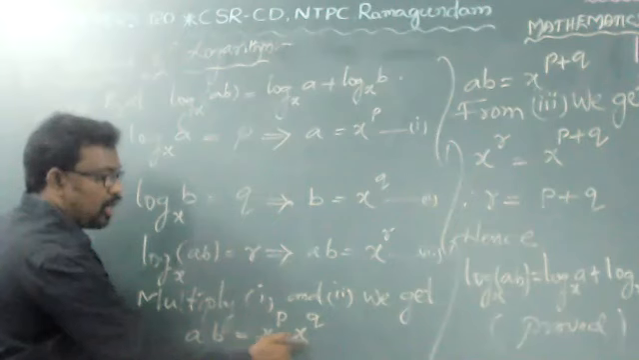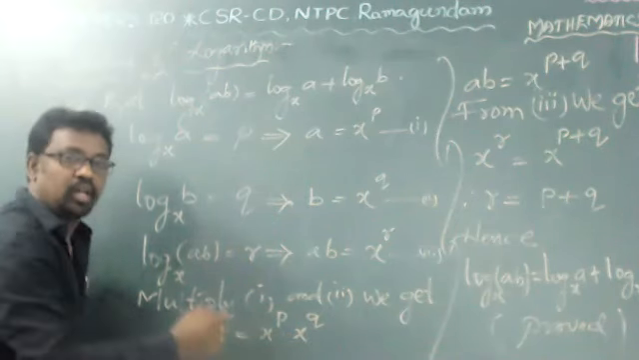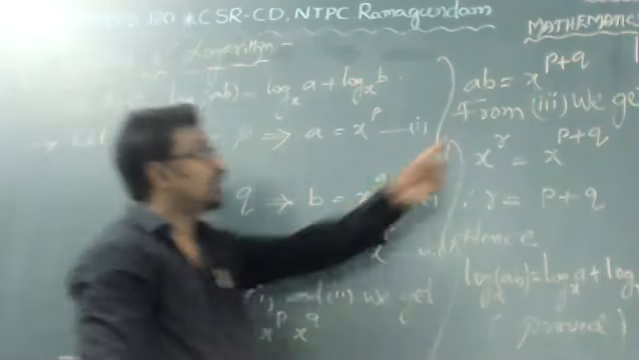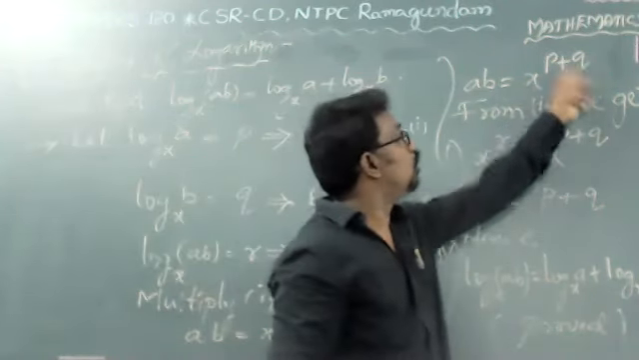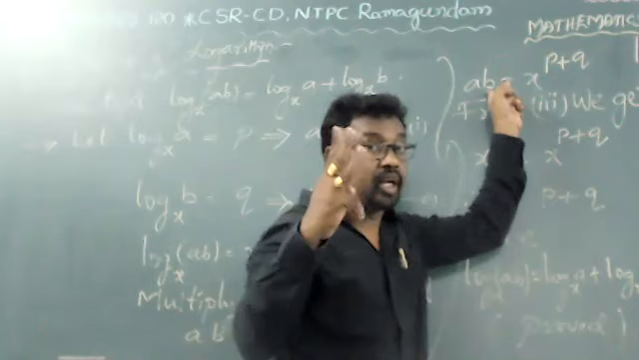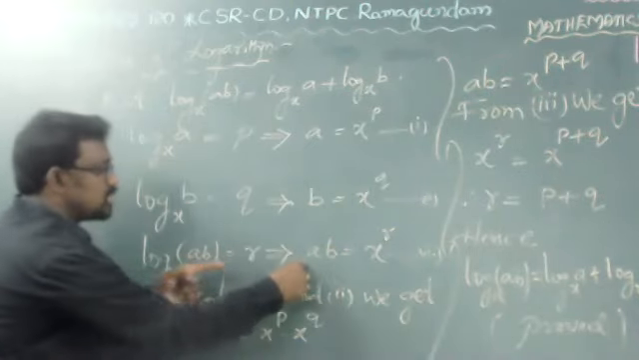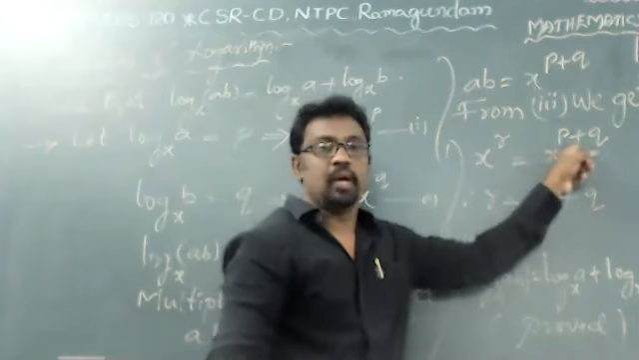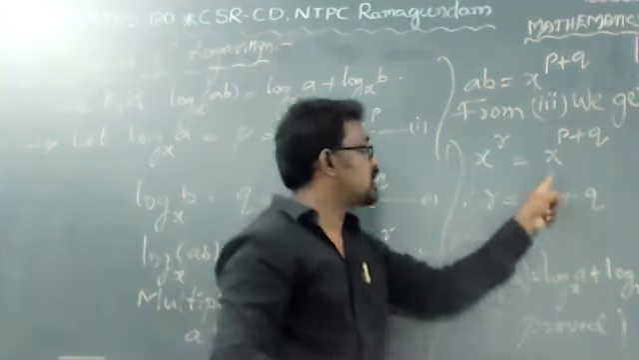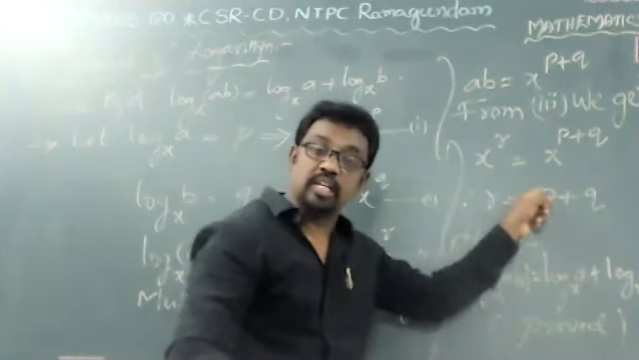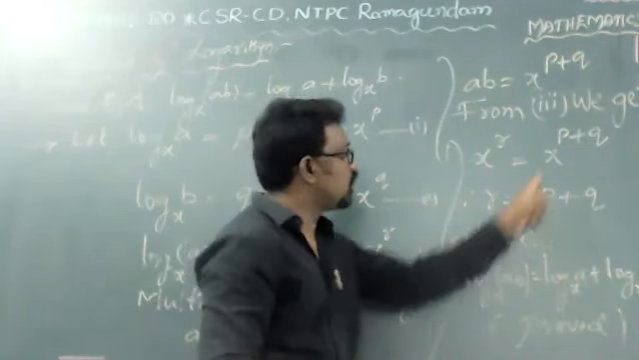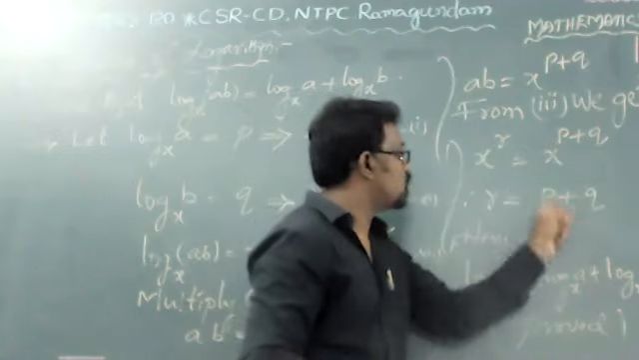Since the bases are equal, if it is a product, then the powers should be added. I added here: x power p plus q. ab is equal to, from the third equation, x power r. So x power r is equal to x power p plus q. Again the bases are equal and the equal-to symbol is there, so you have to equalize the powers. So r is equal to p plus q.